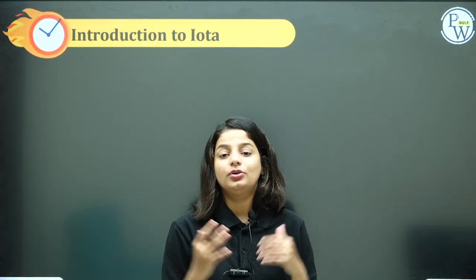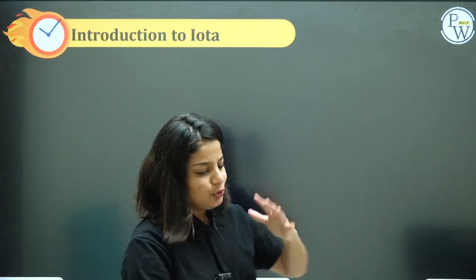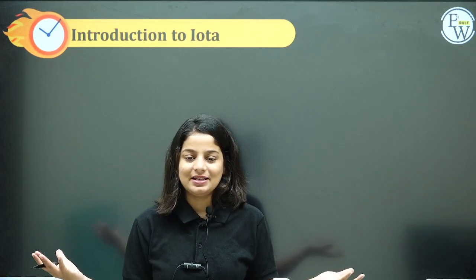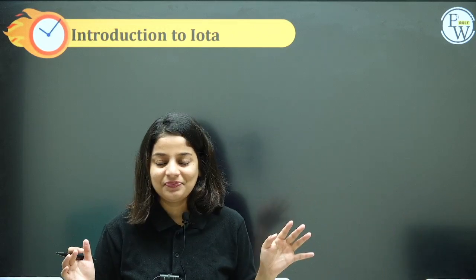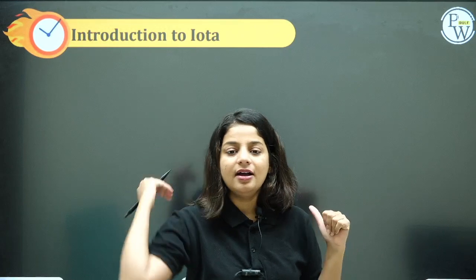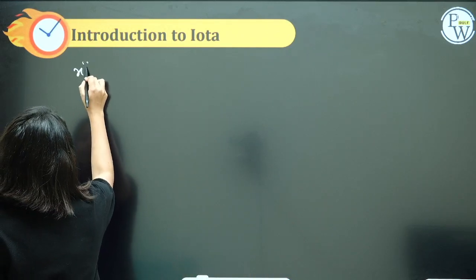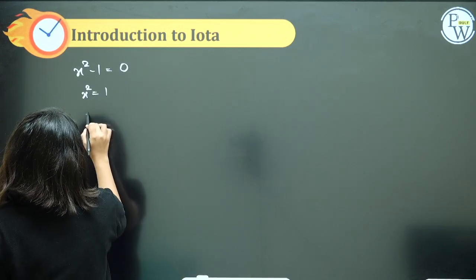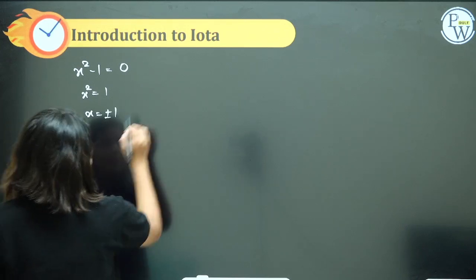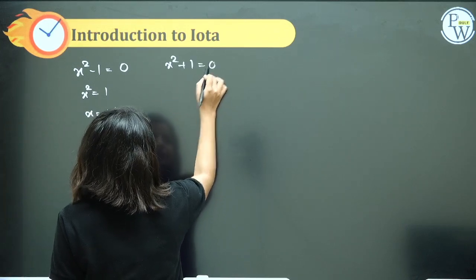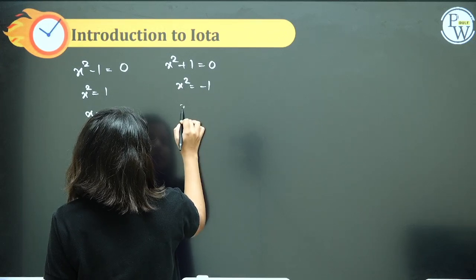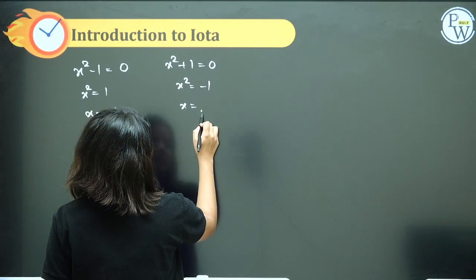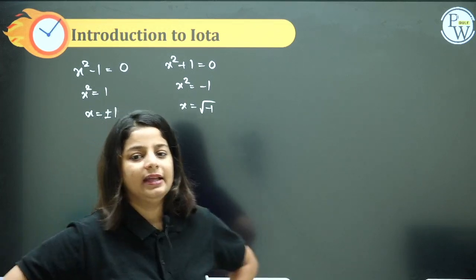The first thing that we studied was introduction to Iota. Now, what was this Iota? You know human beings like to do a lot of things, wanted, unwanted, both. Similarly, people in an era were confused that when the equation x square minus 1 equal to 0 was solved, they could get the value of x as plus minus 1. But when the equation x square plus 1 equal to 0 was solved, we couldn't get any answer, because x is equal to root of a negative number, and that was a problem.